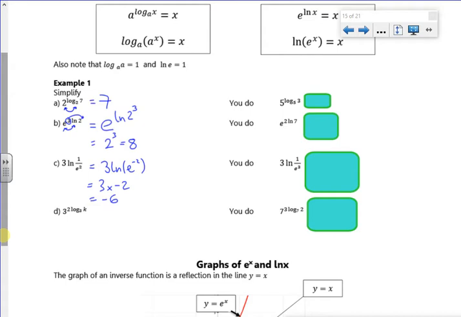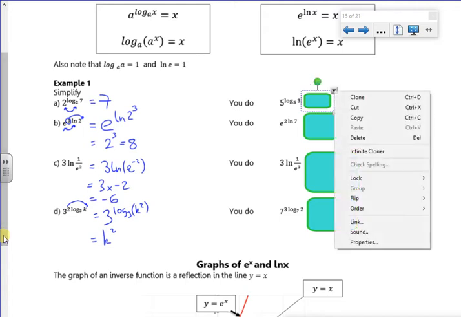And then, what have I got here? I've got a 3, but this is a 2 log, so, because the 2 is on the power, I'm going to take it up there. So I've got 3 log to base 3 of k squared, and the 3 and the log 3 cancel out. I get k squared. So we've got them bits. Have a go at the you do's and see if you've got the same as these.